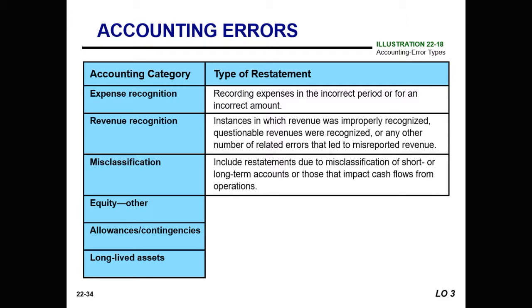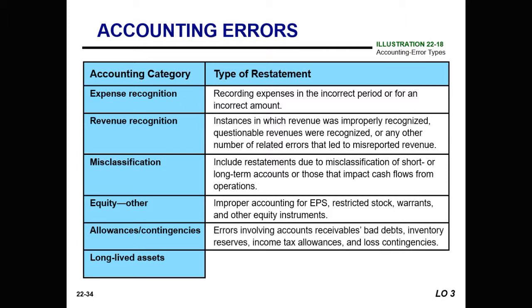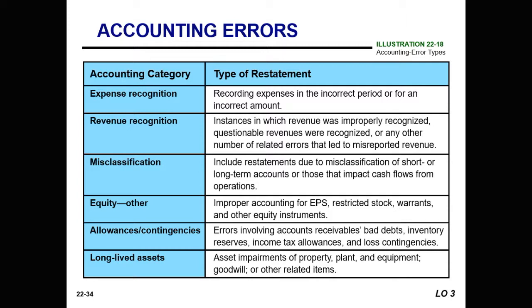Misclassification includes restatements due to the misclassification of short or long-term accounts, or those that impact cash flows from operations. Equity errors, improper accounting for EPS, restricted stock, warrants, and other equity instruments. Allowance or contingency errors are errors involving accounts receivables, bad debts, inventory reserves, income tax allowances, and loss contingencies. And long-lived asset errors deal with asset impairments of property, plant, and equipment, goodwill, or other related items. So as you can see, this is on the general side to kind of see where it falls.